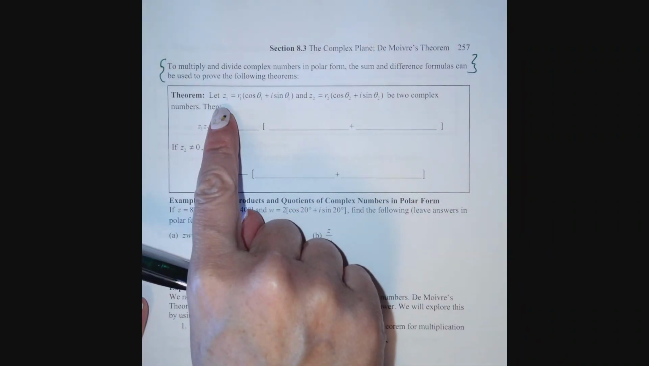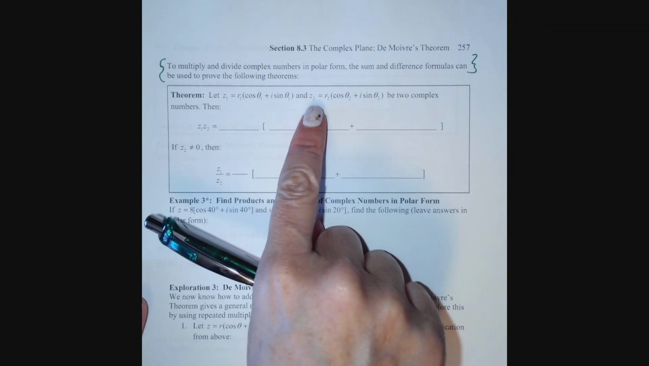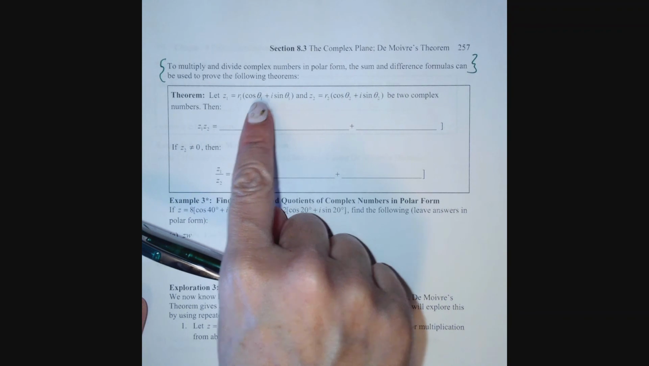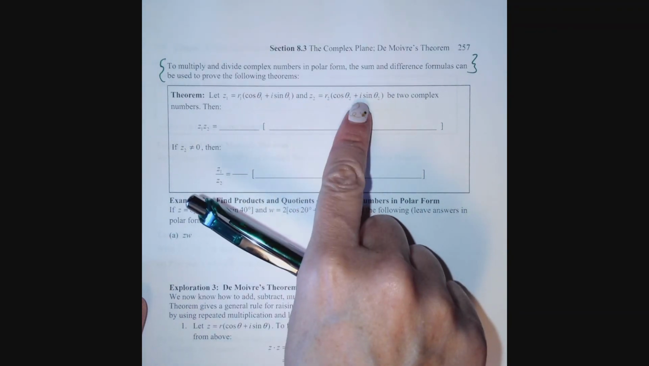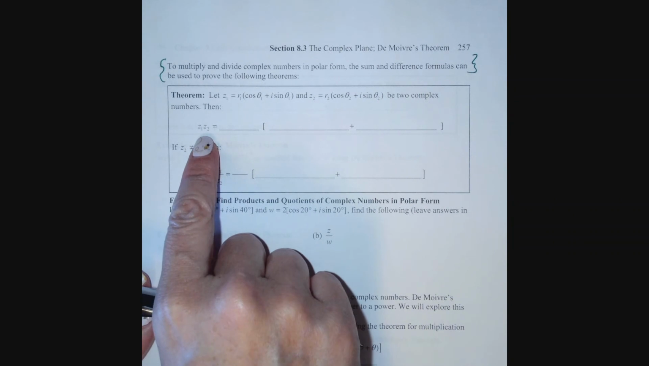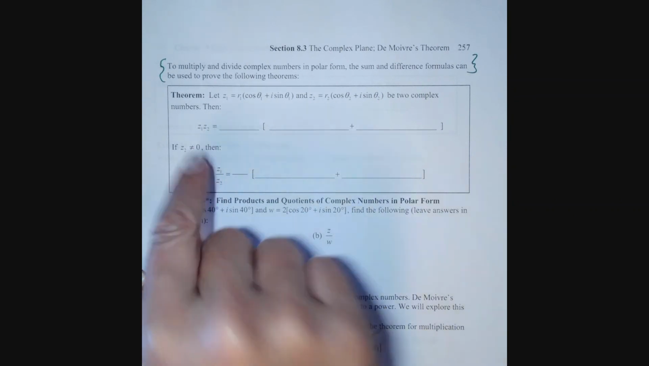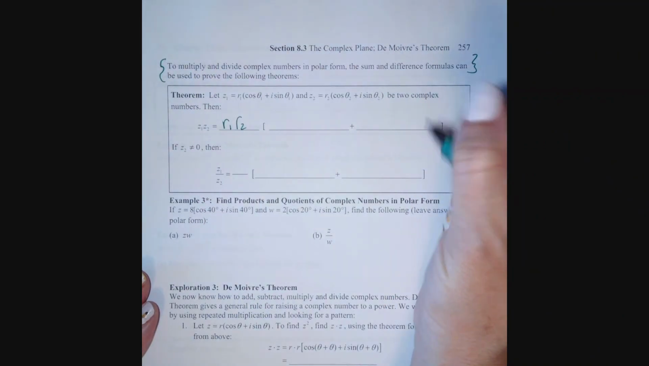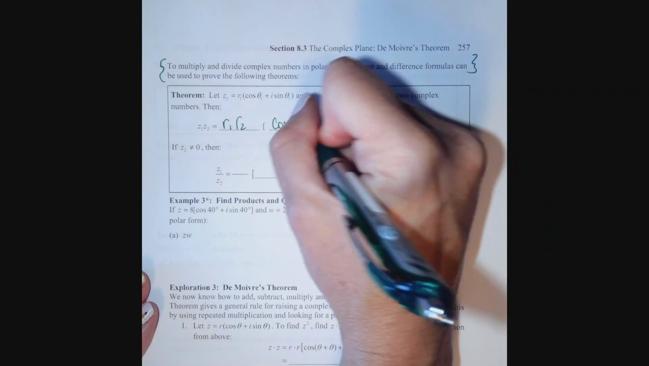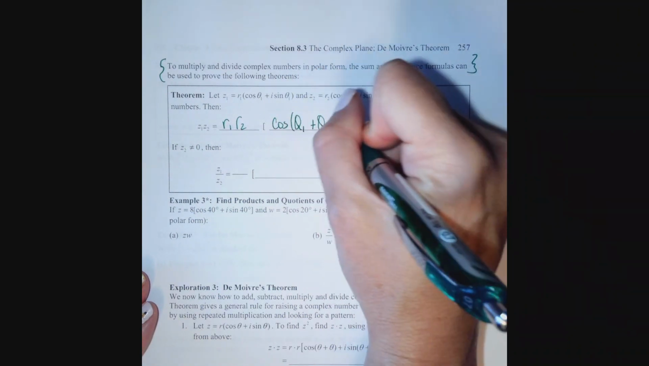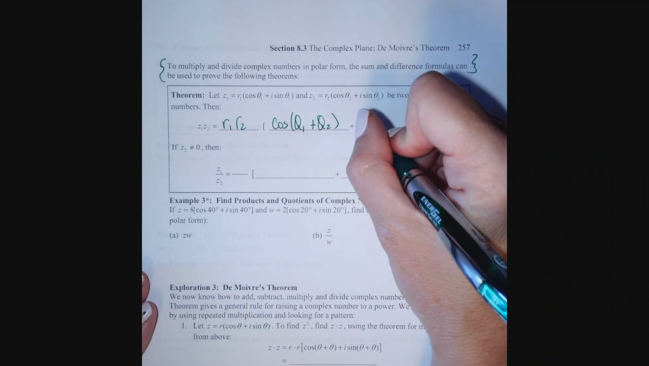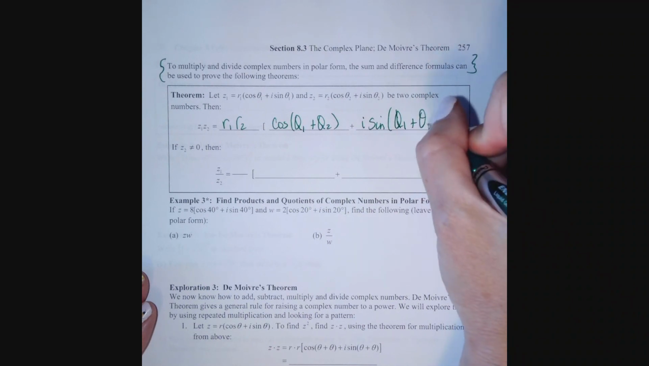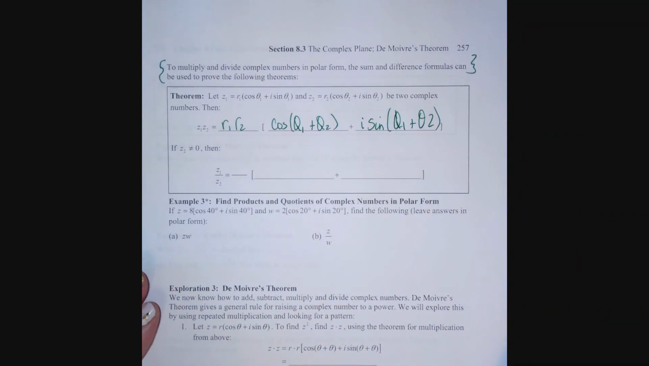So let's say that our first complex number is z1, and our second complex number is z2. z1 uses r sub 1, theta sub 1. z2 uses r sub 2, theta sub 2. Makes sense, right? If I want to multiply these two numbers together, I'm going to multiply the moduli, so r sub 1 times r sub 2, and then I'm going to add the angles. So I add theta 1 and theta 2. Cosine of theta 1 plus theta 2, plus i sine of theta 1 plus theta 2. Sorry, that subscript should have been smaller.